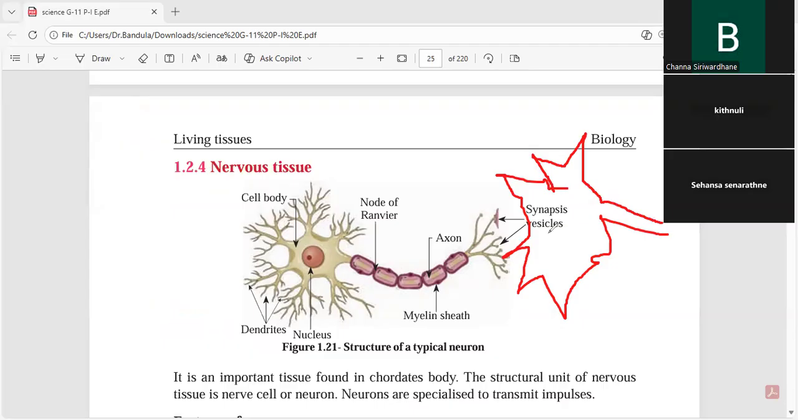Right. Now imagine this second neuron is receiving the data from this axon, from this neuron. It is a chain. It is a chain of neurons. Data is received from here to the receptors or another neuron.